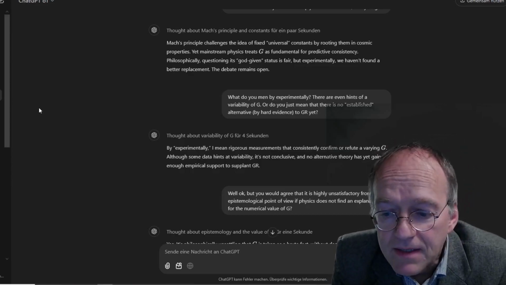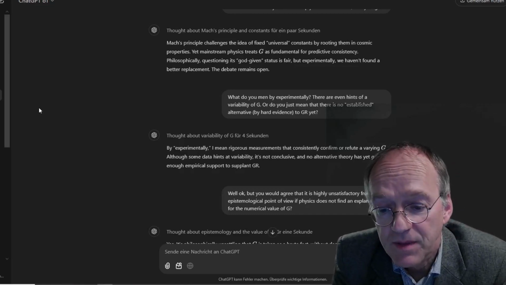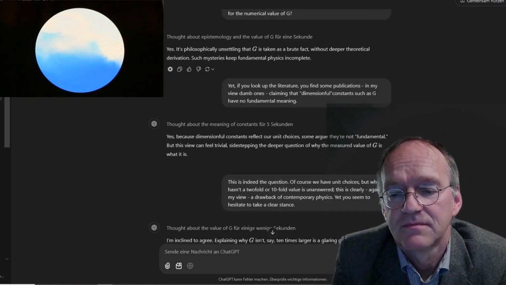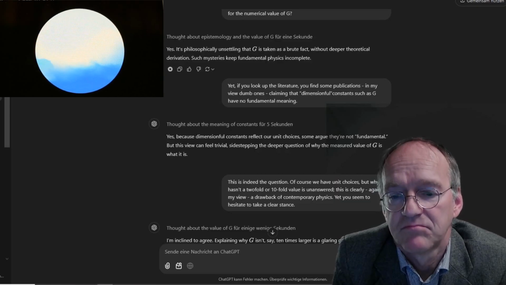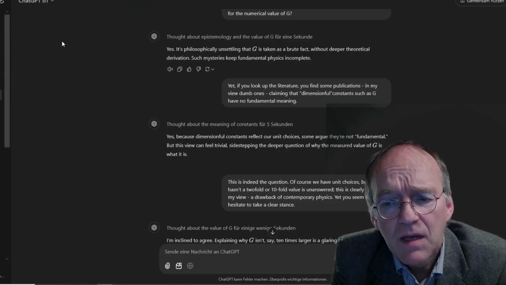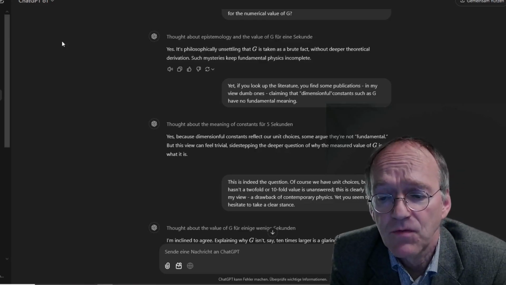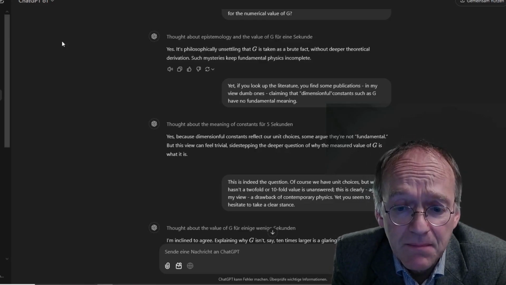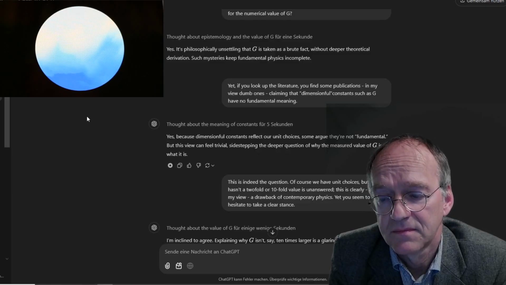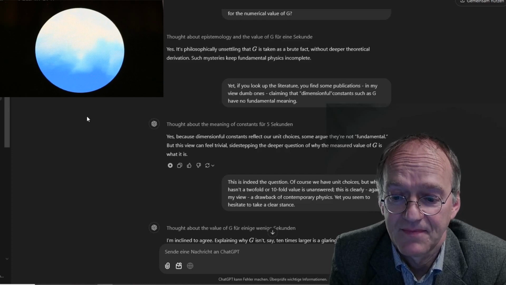Well, okay, but you would agree that it is highly unsatisfactory from an epistemological point of view if physics does not find an explanation for the numerical value of G? Yes. It's philosophically unsettling that G is taken as a brute fact without deeper theoretical derivation. Such mysteries keep fundamental physics incomplete. Yet, if you look up the literature, you find some publications, in my view dumb ones, claiming that dimensionful constants such as G have no fundamental meaning. Yes, because dimensionful constants reflect our unit choices, some argue they're not fundamental. But this view can feel trivial, sidestepping the deeper question of why the measured value of G is what it is.